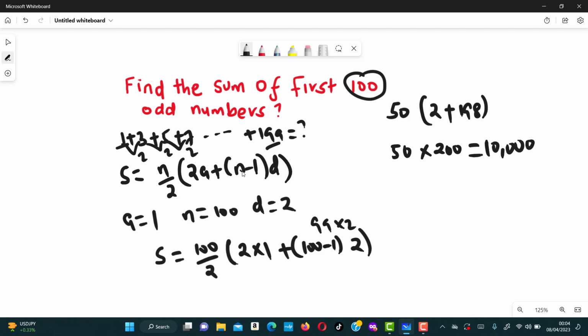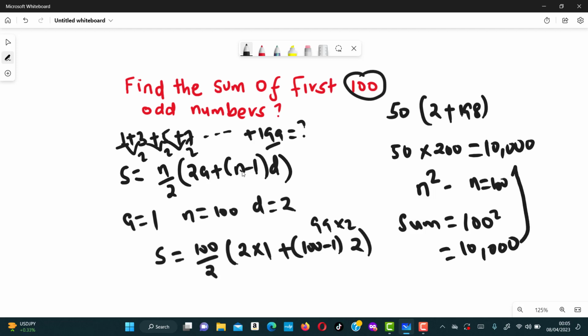So the second method can take around 2 minutes, but there is one final method which can take around 3 seconds. We can recognize that the sum of the first n odd numbers is equal to n squared. Using the formula, we can calculate the sum of the first 100 odd numbers as follows. Now the sum will be n squared, in this case n will be 100. 100 squared is equivalent to 10,000, which gives us the same answer.